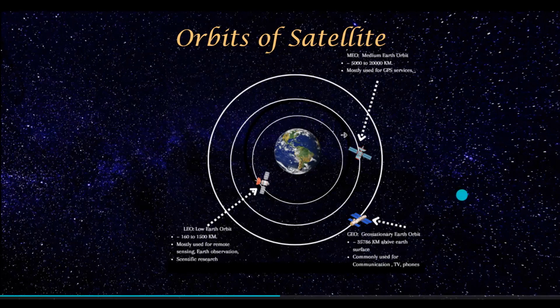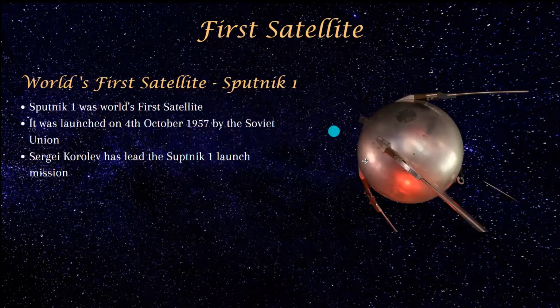Now let us talk about the first satellite of the world and India. Sputnik 1 was the world's first satellite. It was launched on 4th of October 1957 by the Soviet Union. Now it is Russia, but at that time it was called the Soviet Union.